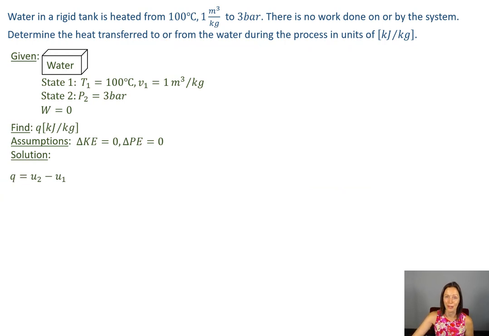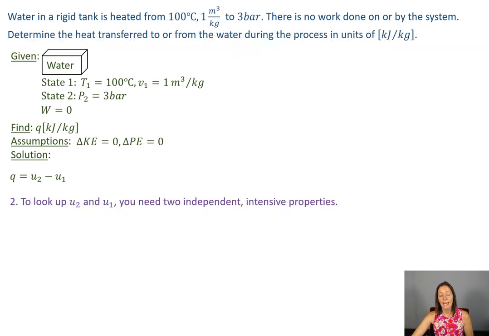I'm a third of the way there. Now I need to fix my states at state 1 and state 2. And in order to look those properties up, because I've got water and I've got thermodynamic tables at my disposal, I need to be able to fix my state. So I need 2 independent intensive properties.